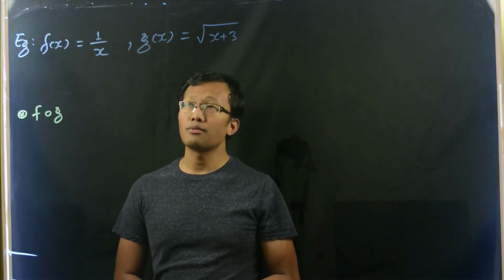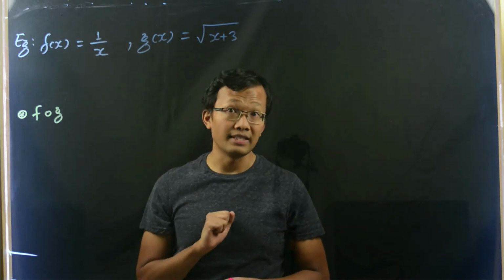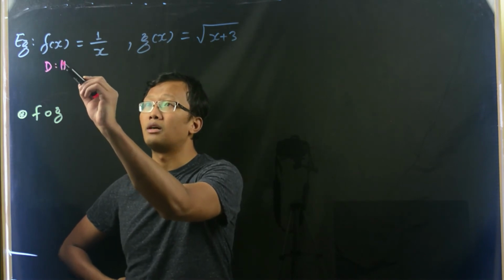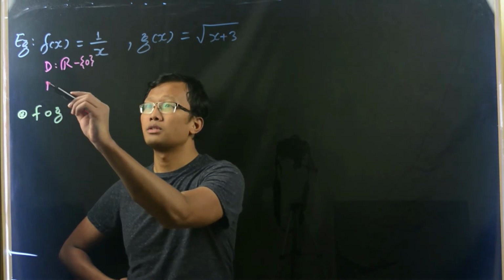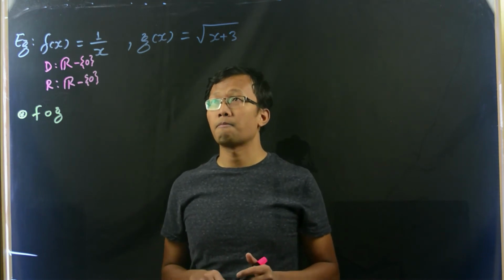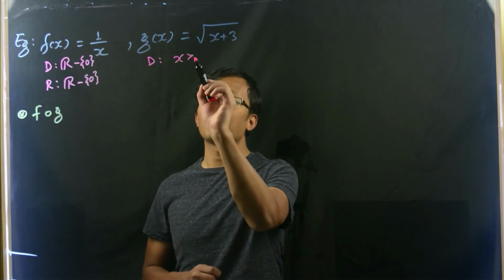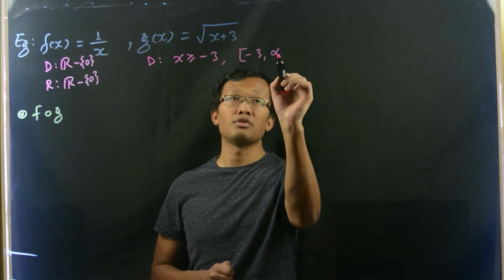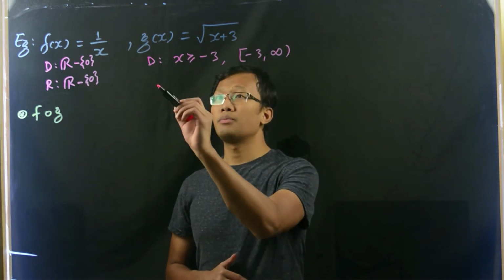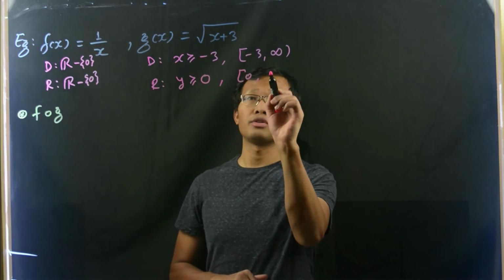Okay, let's take another example. This time we have the reciprocal function as f(x), and a square root function as g(x). Now, what is the domain and range of these functions? For f, the domain is all the real numbers except 0, and the range is also all the real numbers except 0. Try to remember how the reciprocal function looks. For g(x), the domain is x greater than or equal to negative 3, or you can write it as negative 3 to infinity, since we know what happens underneath the square root, and we always assume our functions to be real valued. The range is y greater than or equal to 0, so 0 to infinity would be our range.